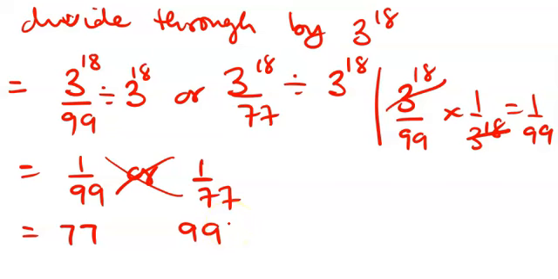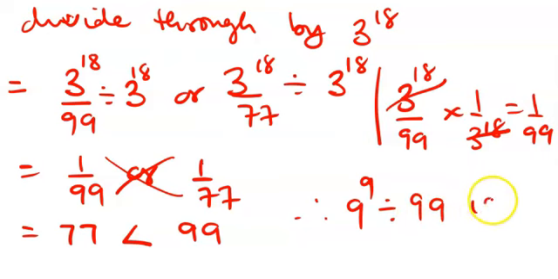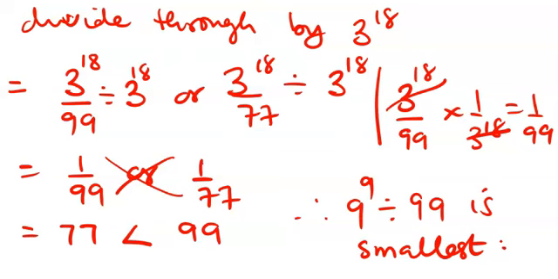So we can observe that 77 is less than 99. If that is the case, then therefore 9 raised to the power 9 divided by 99 is the smallest.